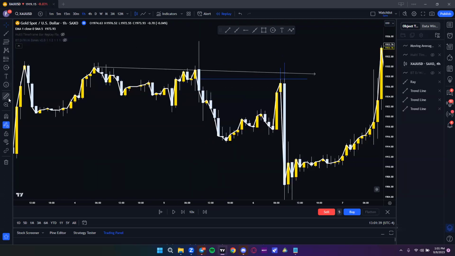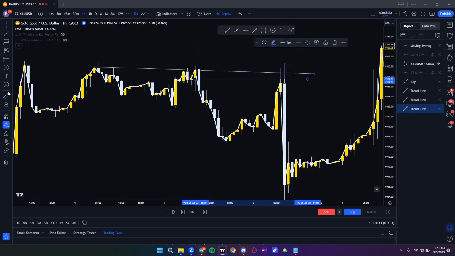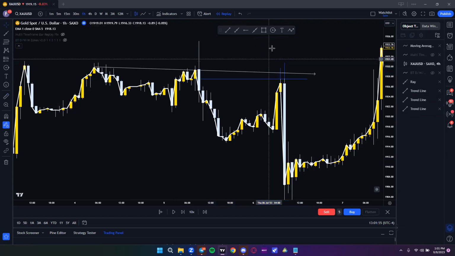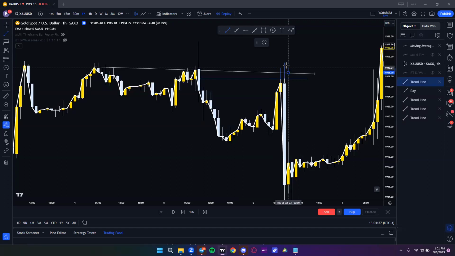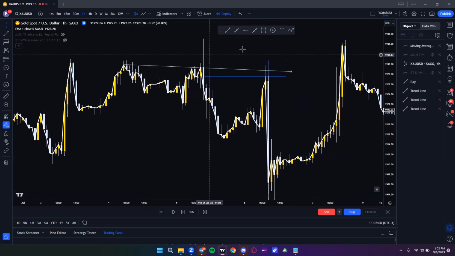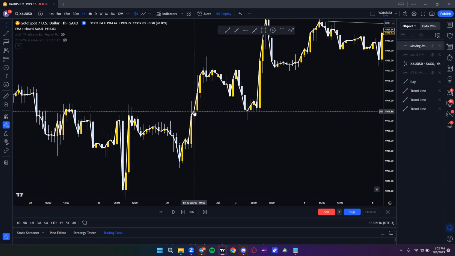So instead of entering straight at our support and resistance level, we're minimizing our drawdown by entering from the trend line. Entering from there would be about 30 pips. Entering at the trend line would be about half that drawdown. But this is just an example. Let me find a real one. Let's see. Okay.